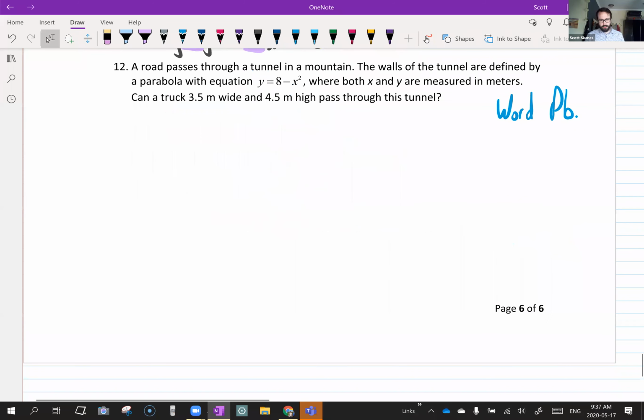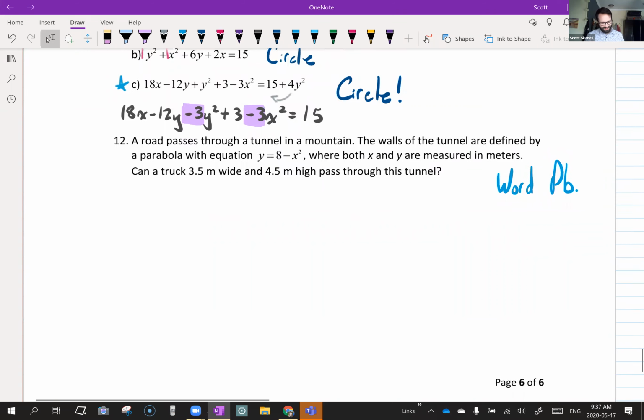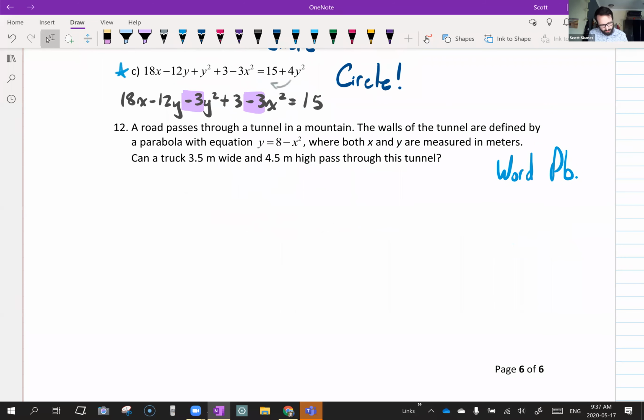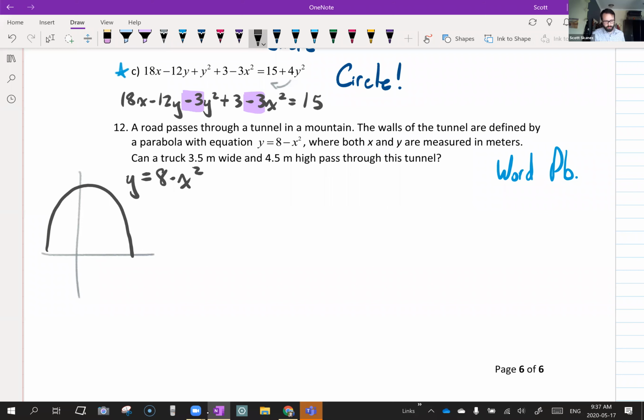Yeah, good job, Zara. I'm going to try 12. A road passes through a tunnel in a mountain. The walls of the tunnel are defined by a parabola with this equation. So I'm going to draw just a quick sketch. It looks like this. Y equals x minus 8 minus x squared. Both x and y are measured in meters. Can a truck 3.5 meters wide and 4.5 meters high pass through this tunnel?